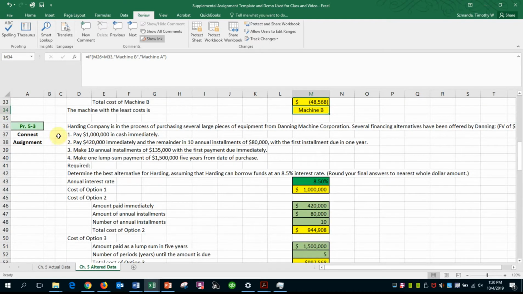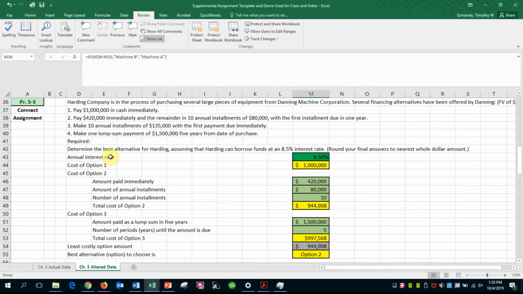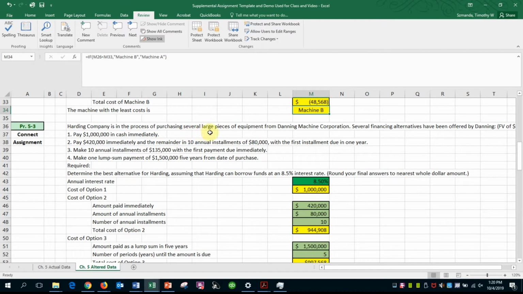Moving on then to problem number 5-3, which is another Connect assigned problem. We have some investments that we can look at, and here we're thinking about investing in equipment. So we have 3 options. We can pay $1 million immediately. So the $1 million needs no discount. We don't need to discount that at all because that is today's present value. We're paying it now, $1 million.